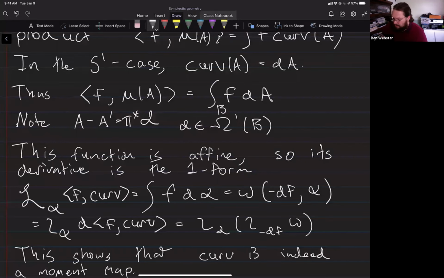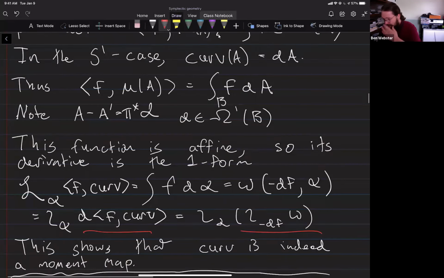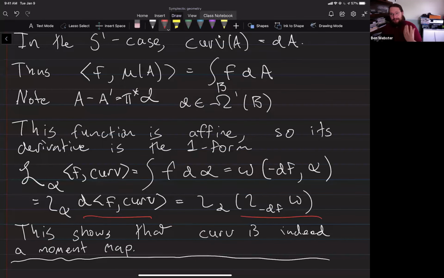So these two expressions are what the moment map relation is trying to show are the same. And I've seen that I get the same answer for contraction against any tangent vector. So that means they're the same form. All right, so this shows that curvature is a moment map.